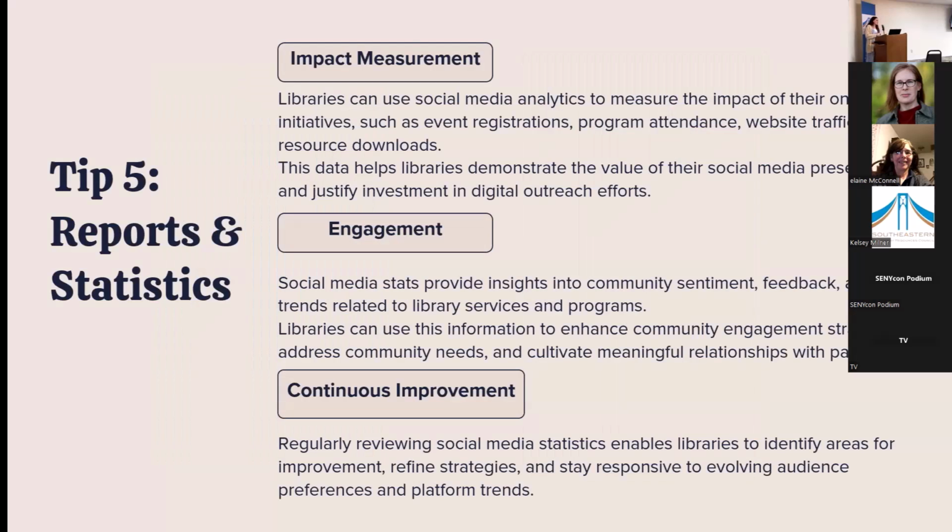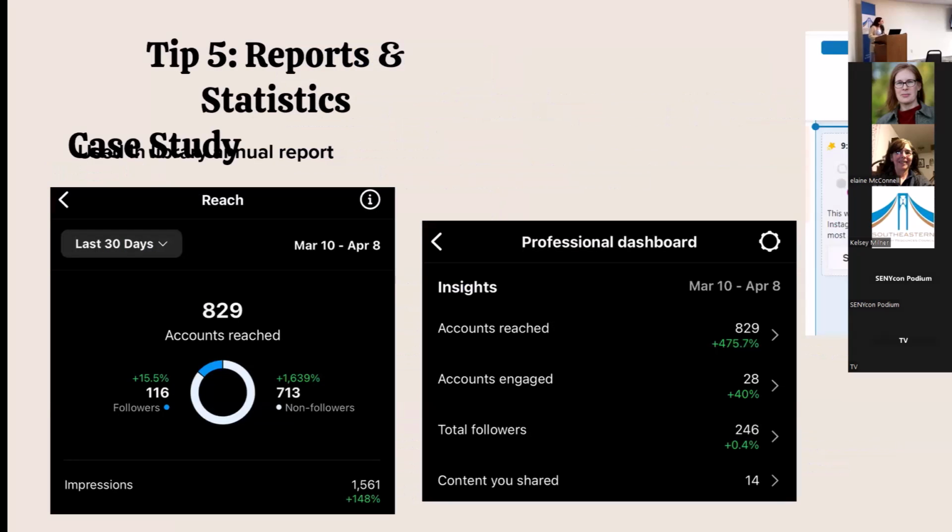It's important to look at the reports. It helps us identify areas that we can improve. It's great for engagement, and then we can measure different impact. We use these statistics in our library annual report, so we do put this in a report. You can see some of the information here.